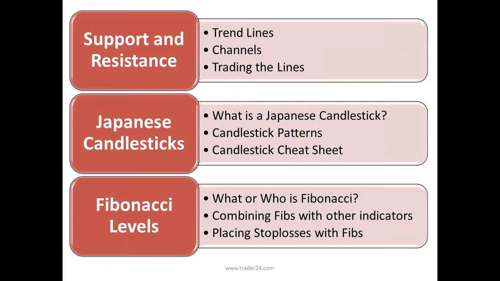All right, so what I'm going to be talking about tonight is the start of it all, support and resistance. So what we're looking at there is trend lines, channels, trading lines. We're going to use that in conjunction with Japanese candlesticks and Fibonacci levels as well. So we're going to have a brief look at what Japanese candlesticks are, some of the basic candlestick patterns. From a Fibonacci level point of view, what defines a Fibonacci level, and how to combine Fibs with other indicators. I think you'll get a lot of use out of that.